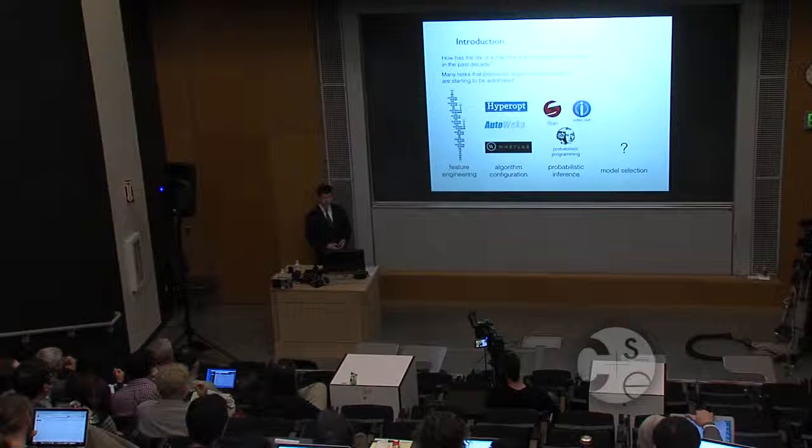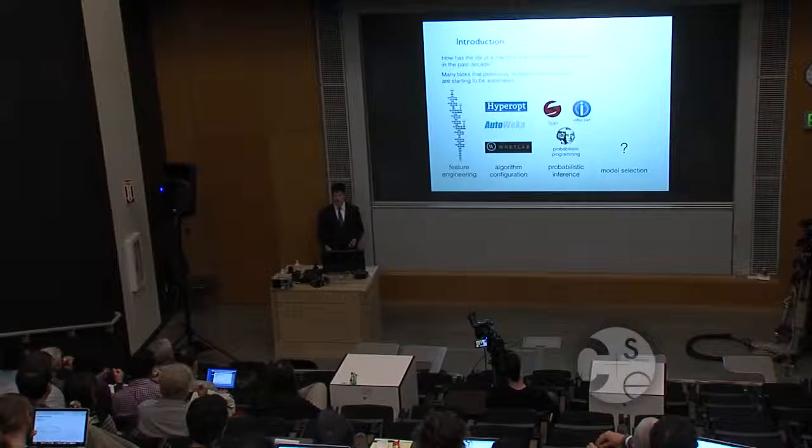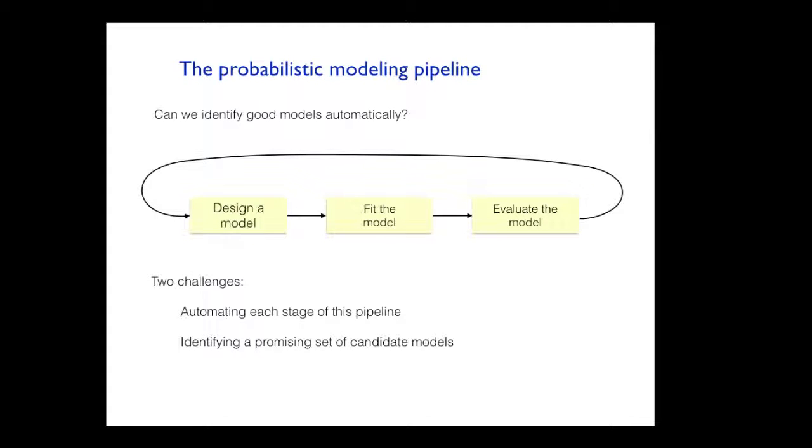But when it comes to model selection, choosing models that we want to fit to the data, we still do this in a fairly ad hoc way. We might have some guesses of models that we think capture the right structure, and we try a few of them and see if they seem to work well. But we don't really have a reliable automated way of doing this. And so can we identify good models automatically?